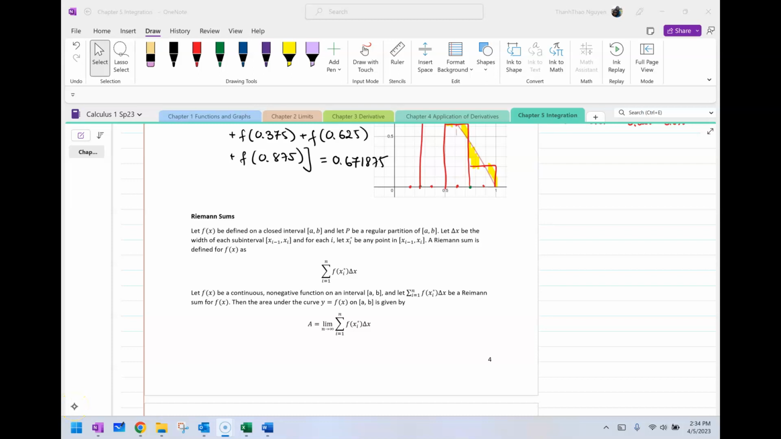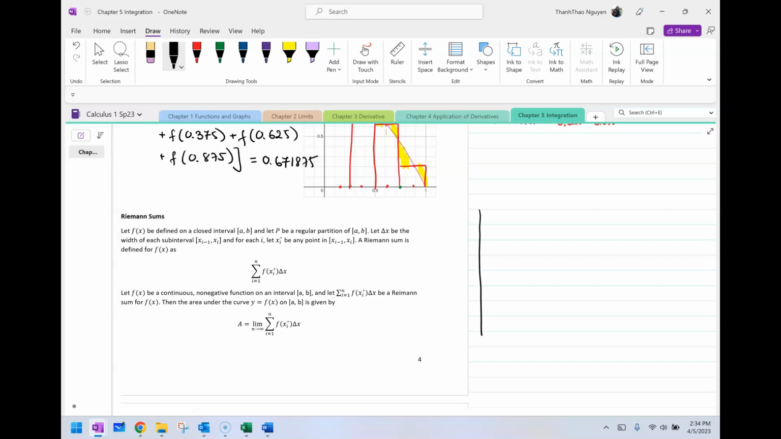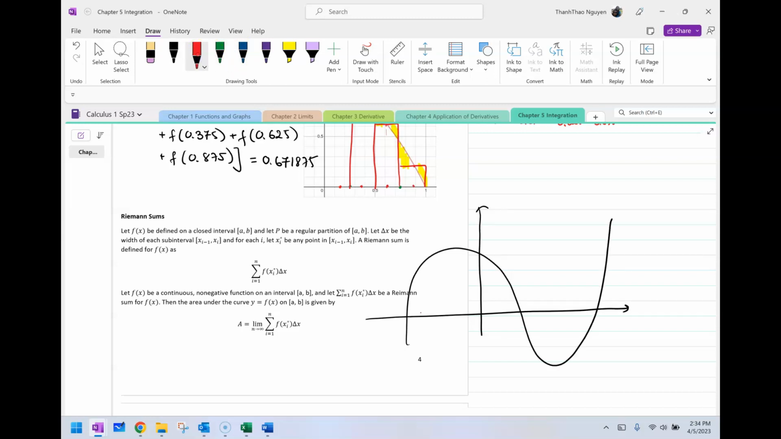Well, next let's talk about the Riemann sum. We use the Riemann sum to estimate the area under the curve. So let's say you are given a curve that looks like this, and you want to calculate the area under the curve from a to b.